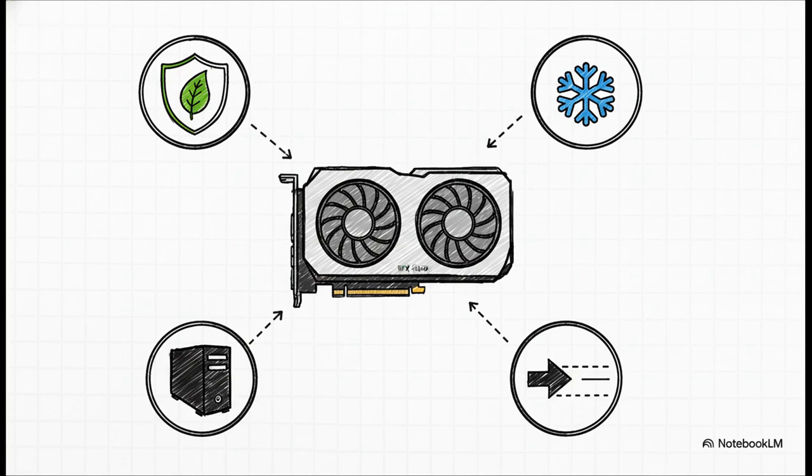But maybe that's not you. Maybe you're an efficient builder. Your priority is keeping things cool, quiet, and cheap to run. Maybe you're building in a smaller case, or you're more focused on future-proofing your rig with the latest tech. If that's you, then the modern technician, the RTX 4060, gets your vote, hands down.